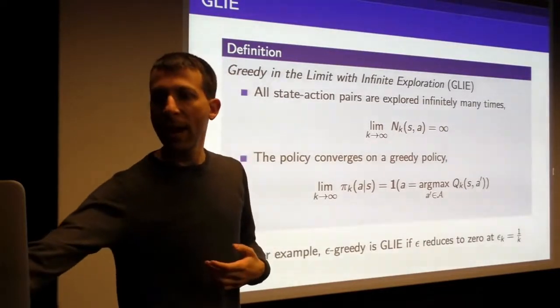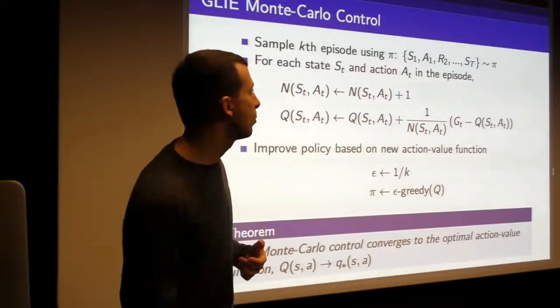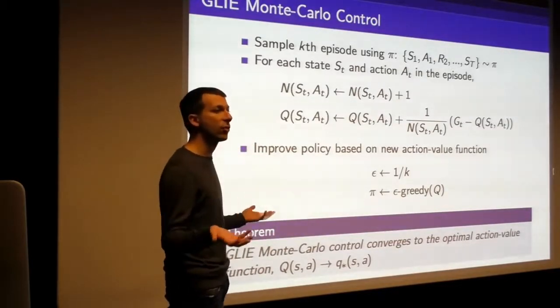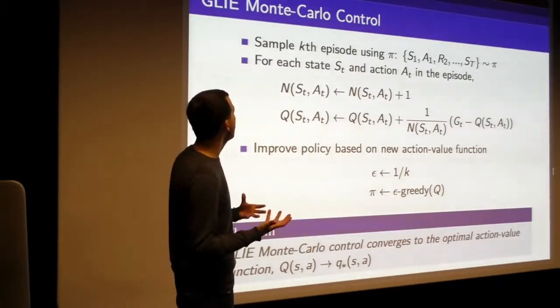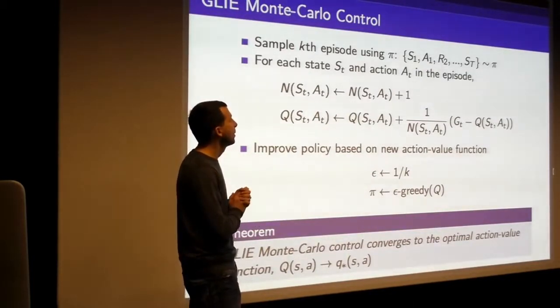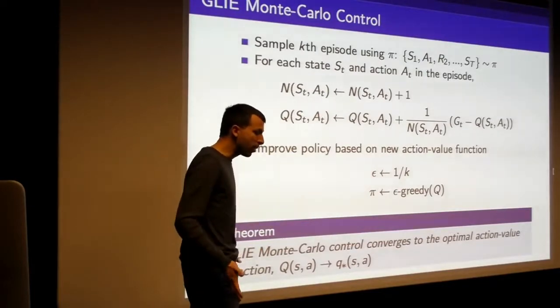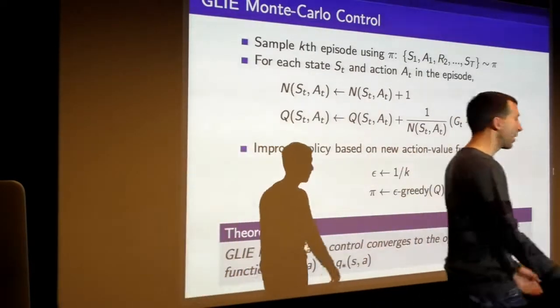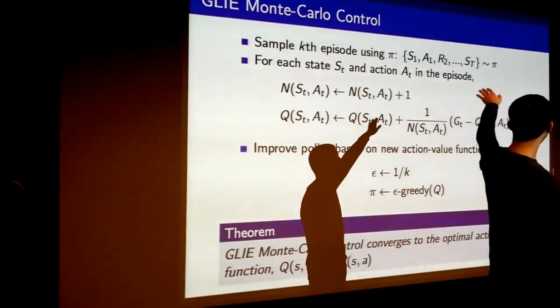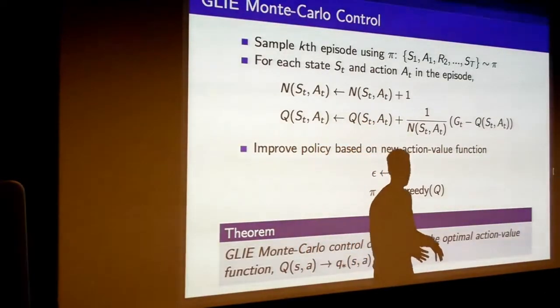So what does that look like in practice? Well, we can make an algorithm now. Let's call this GLIE Monte Carlo control. So this algorithm, basically we start off by sampling episodes. Again, we've just got our robot, we throw it down, we run one episode, that generates a trajectory of states, actions, rewards, state, action, reward, until we get to some terminal state.